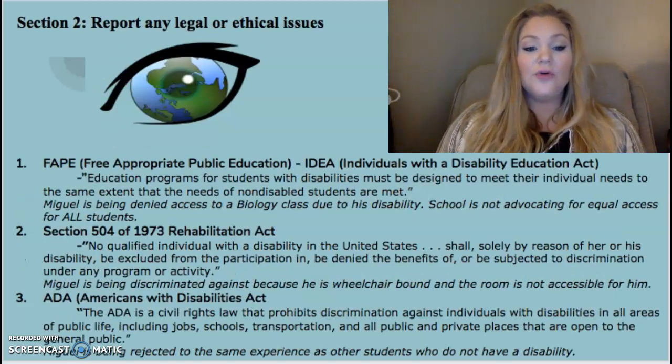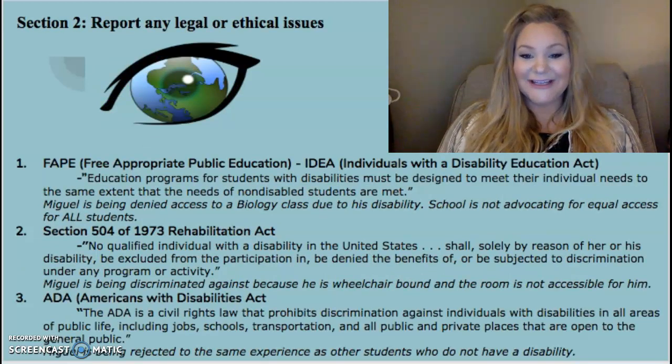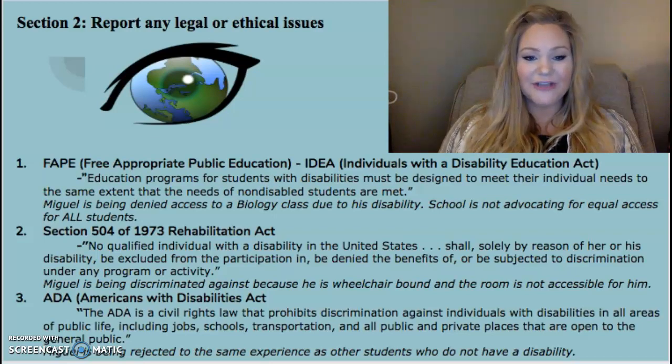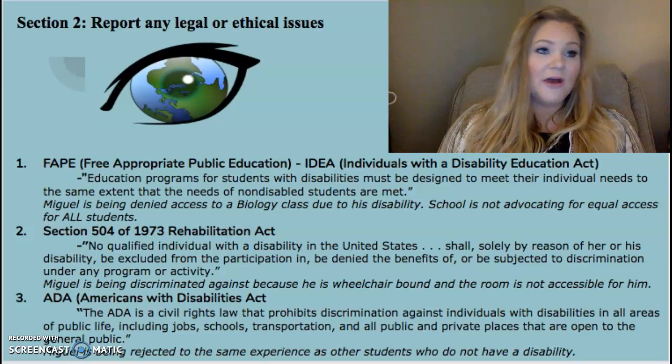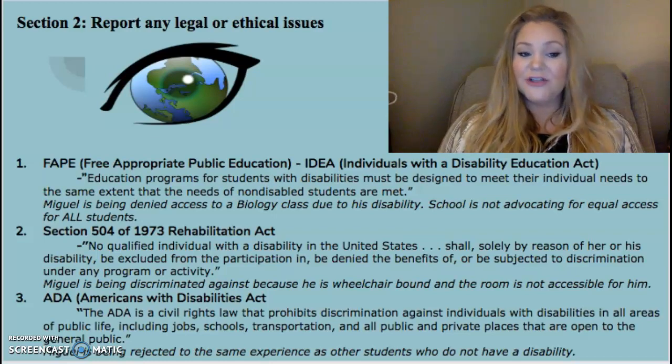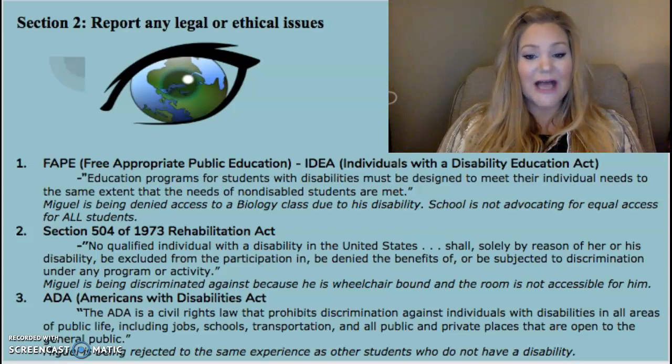Any legal or ethical issues are obviously very present in this case. The first one is FAPE, which is Free Appropriate Public Education, and which is also related to IDEA, the Individuals with Disabilities Education Act. This says that education programs for students with disabilities must be designed to meet their individual needs to the same extent that the needs of non-disabled students are met. So any student enrolled in that building, their individual needs should be met. Miguel is being denied access to a biology class due to his disability. The school is not advocating for equal access for all students.